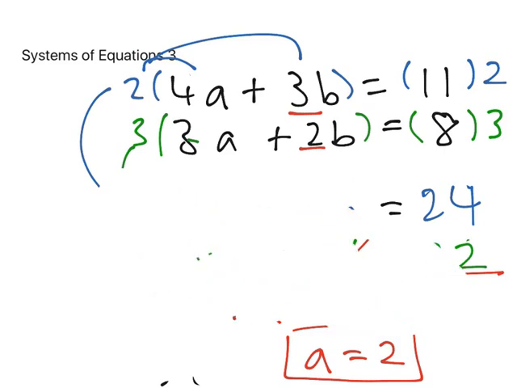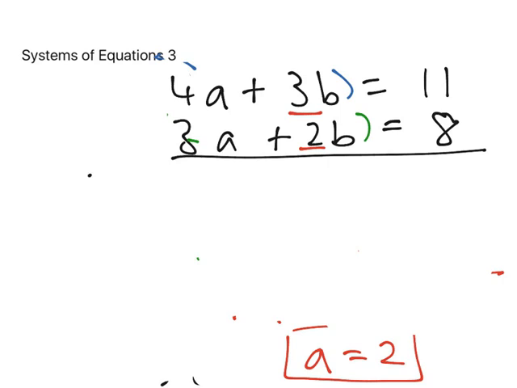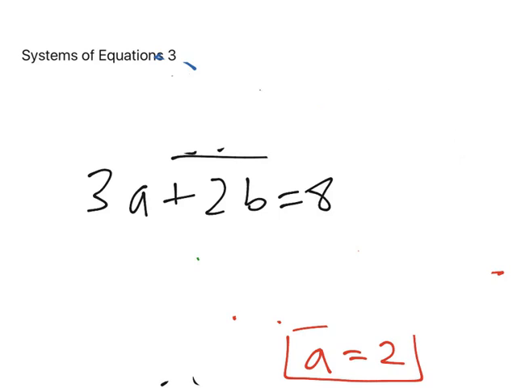Again, we have to go back. Pick any of these equations. Any of these equations will work. Let's use the second one. So 3a plus 2b equals 8. Now we don't need the original equations anymore. I know that a equals 2.